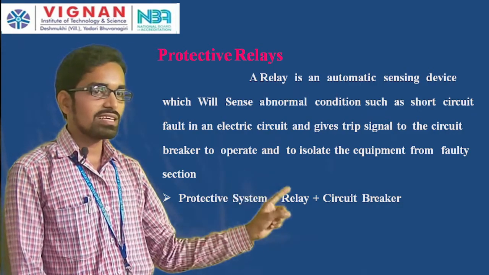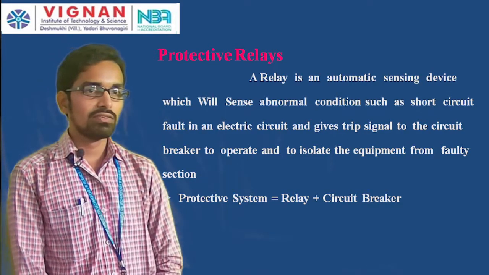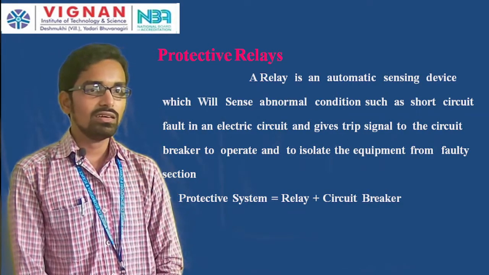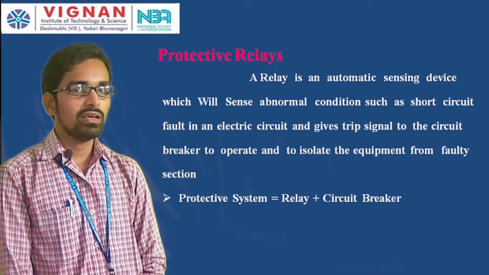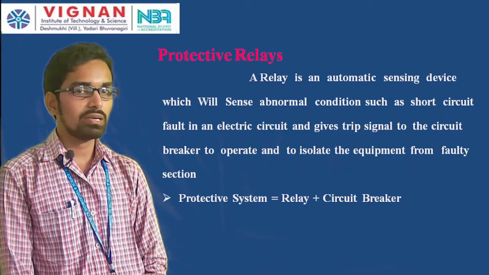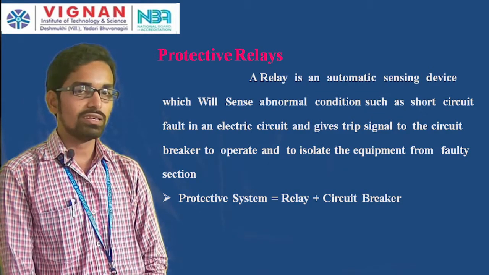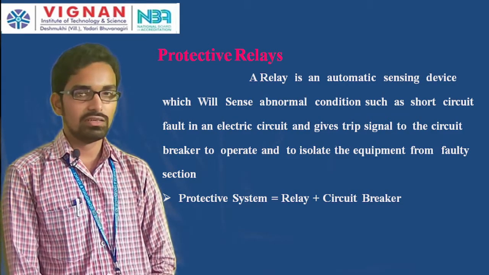In the last class we have seen the circuit breaker. And here, what is a protective relay? It is an automatic sensing device which will sense the fault or abnormal condition, and which will give the trip signal to the circuit breaker to operate the circuit breaker.